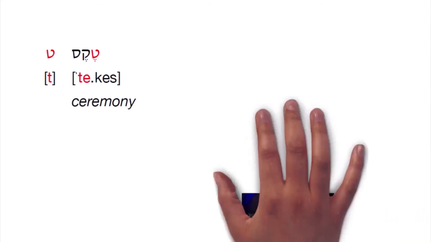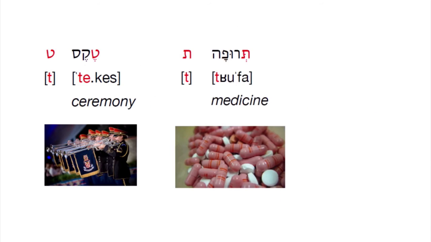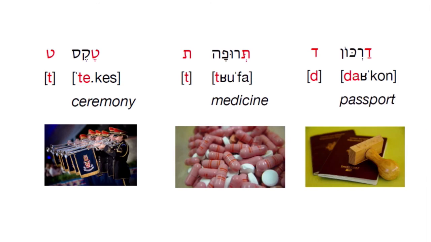The last of our familiar sounds and symbols are Hebrew's T and D. Those are T as in טקס and תרופה, and D as in דרכון. For all intents and purposes, these are the same sounds in Hebrew as the T's and D's in English, and you can go ahead and use your English T's and D's without much of a problem.